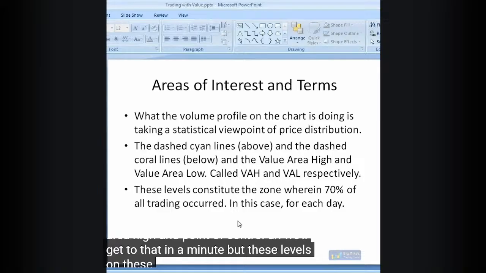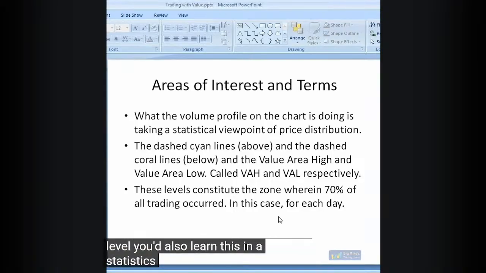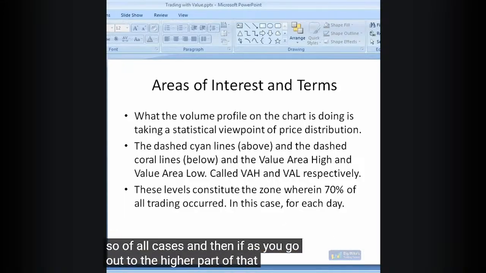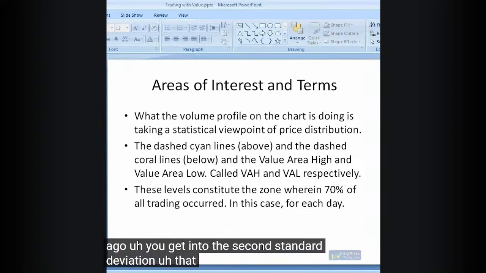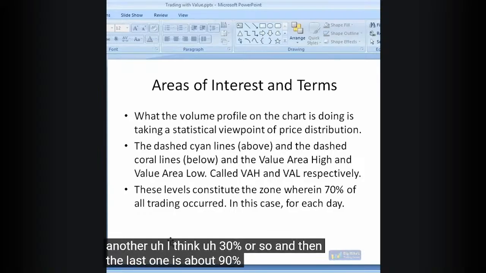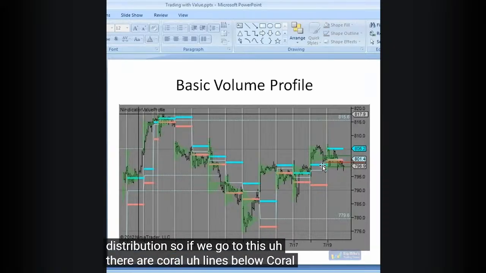But these levels on these particular charts, the way I have them set up, contain 70% of all trading that occurred. Now this 70% level, you'd also learn this in a statistics 101 course: one standard deviation contains about 67% or so of all cases. And as you go out to the higher part of that distribution I drew a minute ago, you get into the second standard deviation. That holds another, I think, 30% or so, and then the last one is about 90% of all the cases for that particular distribution.